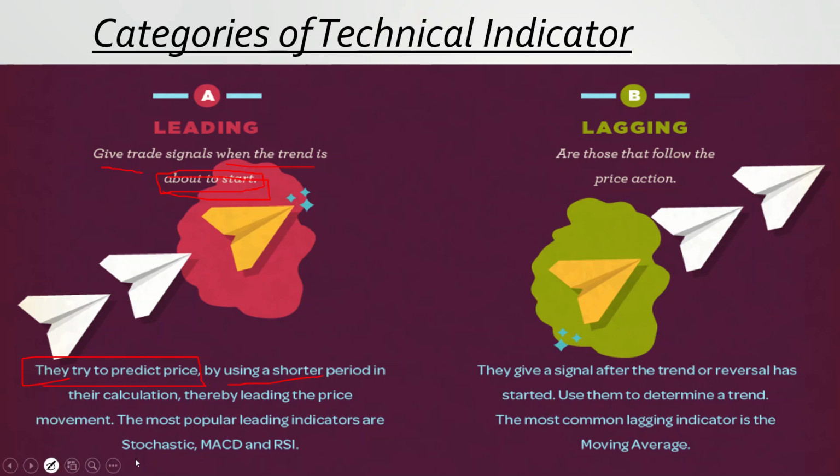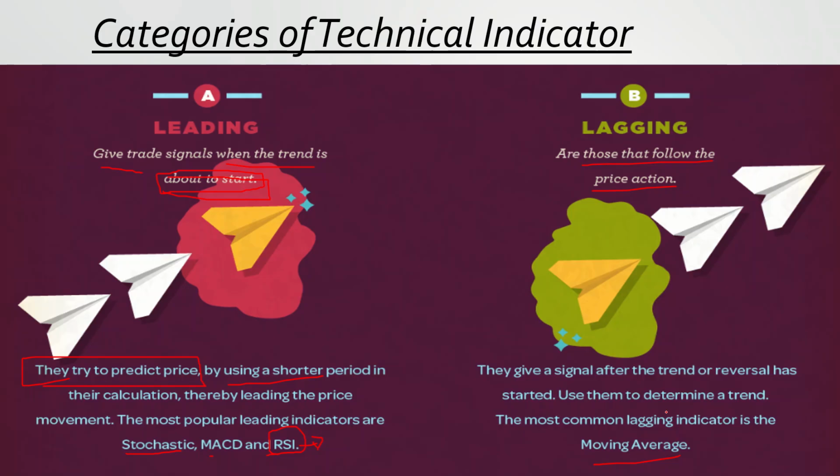They are leading indicators. You will see some like stochastic and RSI, the relative strength index, which shows you the strength in the market. And there are some lagging indicators which follow the price action. The most common lagging indicator is the moving average. They lag behind the price, because the moving average calculates the average price for the last period we have selected. If we select 10 days, then the moving average will be the average price of the last 10 candles. So that's why this is a lagging indicator. It is calculating the price after it has already been done.